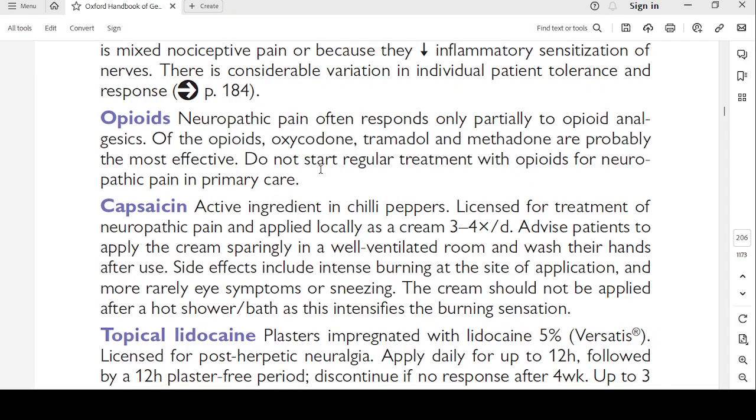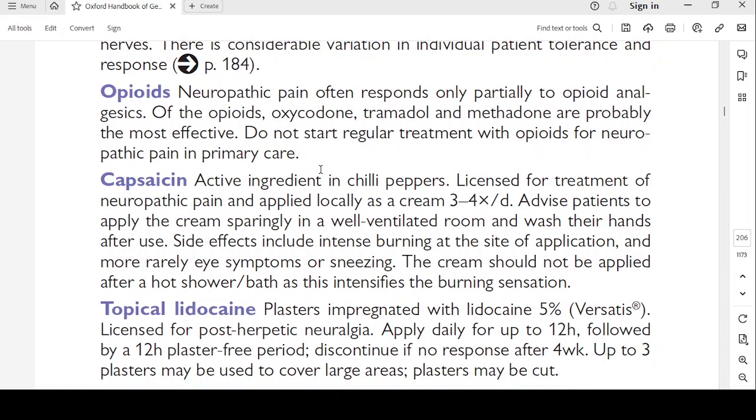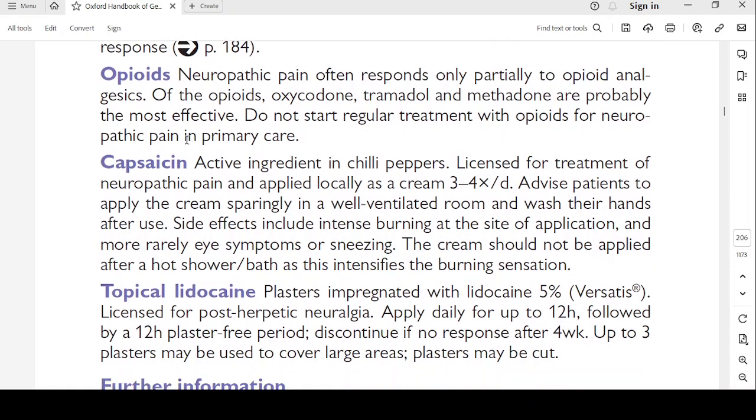Opioids. Neuropathic pain often responds only partially to opioid analgesics. Of the opioids, oxycodone, tramadol, methadone are probably most effective. Do not start regular treatment with opioids for neuropathic pain in primary care.